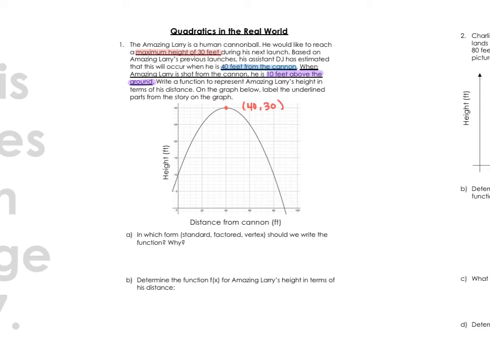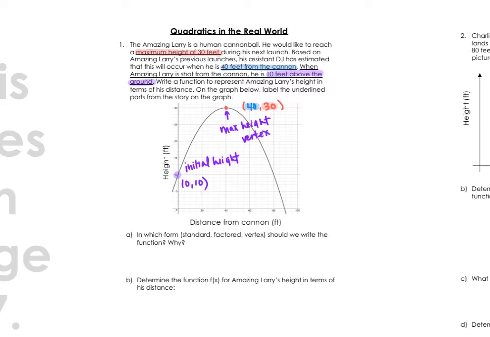So the maximum height here is 30 feet, and he reached that maximum height when he was 40 feet from the cannon. Then it says when Amazing Larry is shot from the cannon, he is 10 feet above the ground. So that's that point right here. That's his starting point, and that's the y-intercept, and the coordinates of that point is (0, 10). So this is the initial height, and this right here is the maximum height, which we know is the vertex.